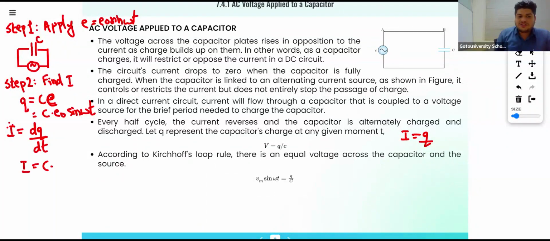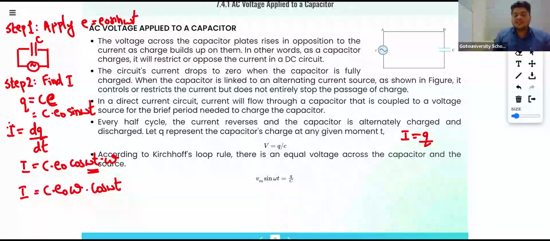So current will be equal to C into E naught, which is constant, times the derivative of sine omega t, which will be cos omega t, and the derivative of omega t will be omega. So your current value will be equal to C into E naught into omega into cos omega t.